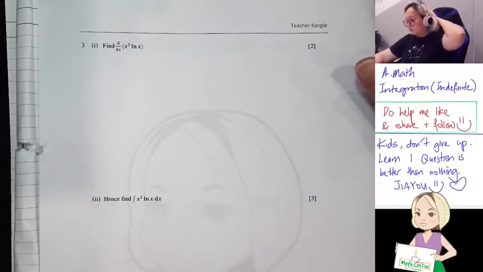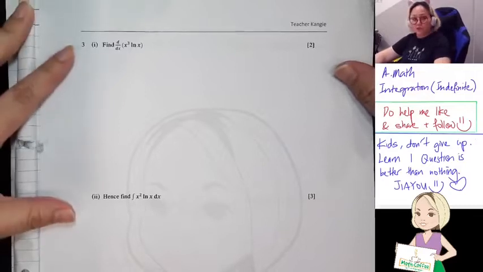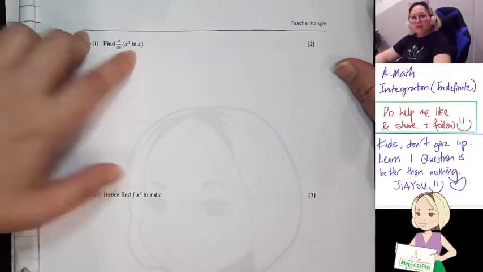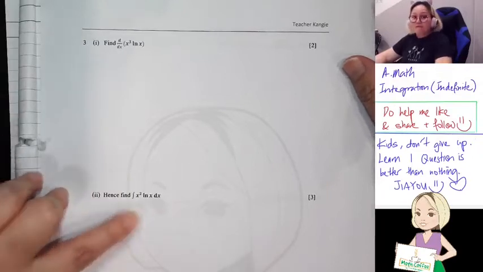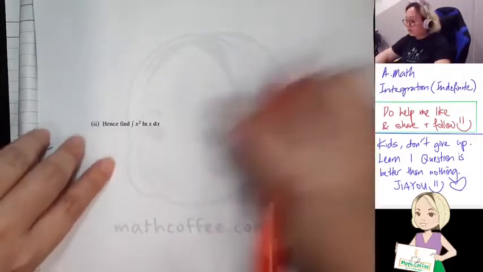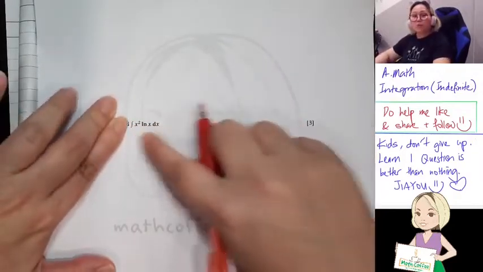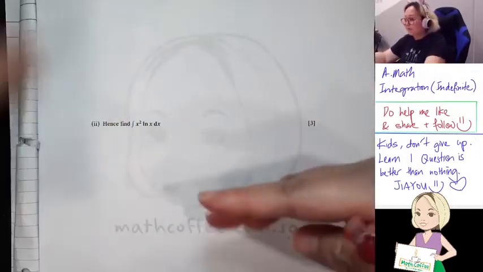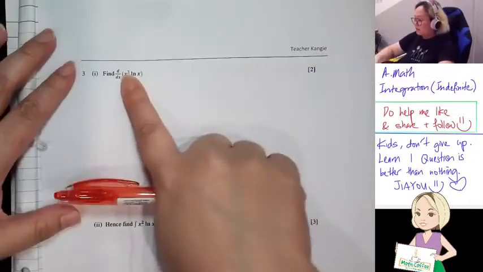Reverse. So over here you can see this question. Part 1 asks me to differentiate this. Then part 2, they say, hence, find the integration of this. Okay, there is no way you can do the integration of this without doing the differentiation. Understand? So this is called the reverse. So let's take a look at the differentiation first.